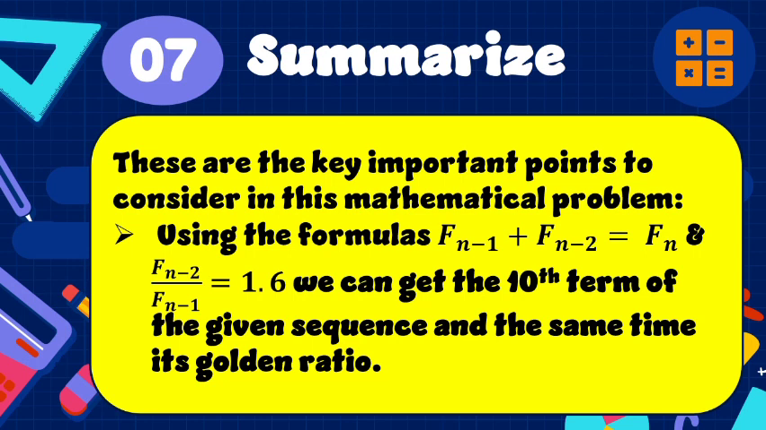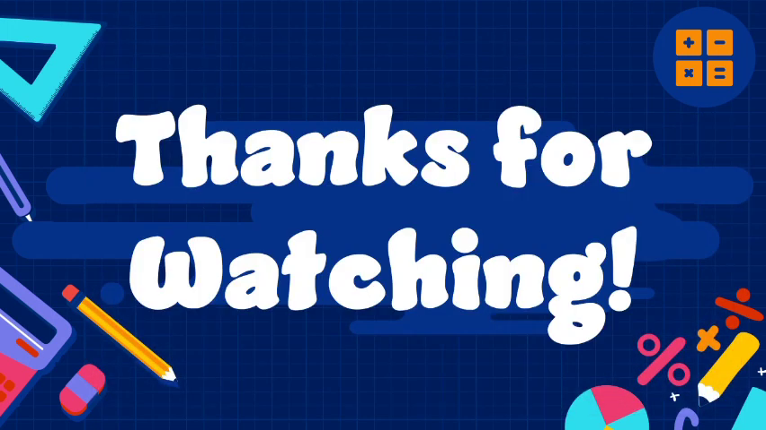So upon continuing and following the steps and procedures in solving this mathematical situation, we get the value of the 10th term of the given sequence 50, 81, 131, 212, 343, and 555, which is equal to 3,804, and it is also equivalent to 1.6 if you get the quotient of its succeeding and previous numbers. And that ends our lesson for today.